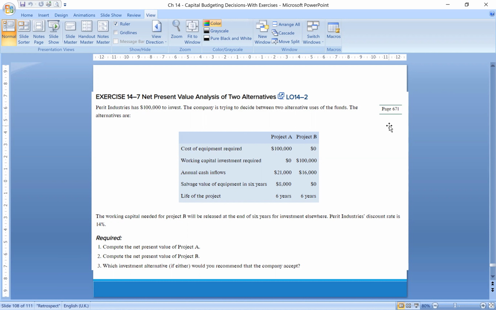Working capital for project B will be released and come back at the end of the 6 years for investment elsewhere. The company's discount rate is 14%, use the tables. Compute the net present value of project A and the net present value of project B. Which investment alternative would you recommend for the company to accept? Any questions about this? Okay. The last one, exercise 14.7.